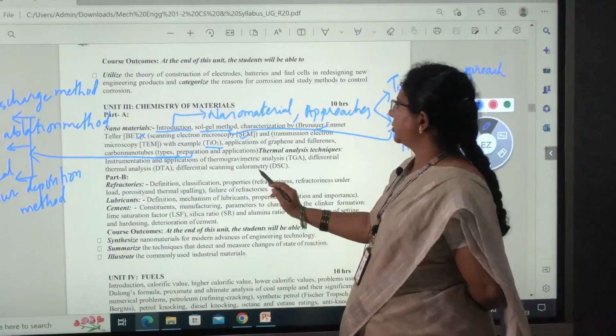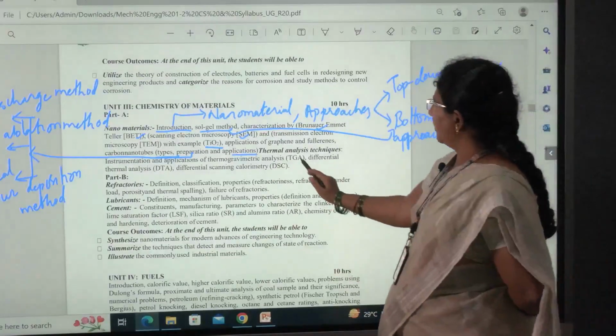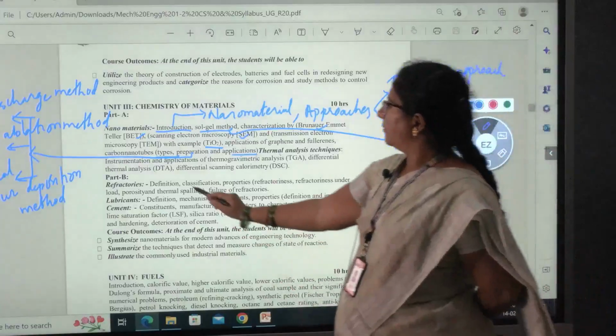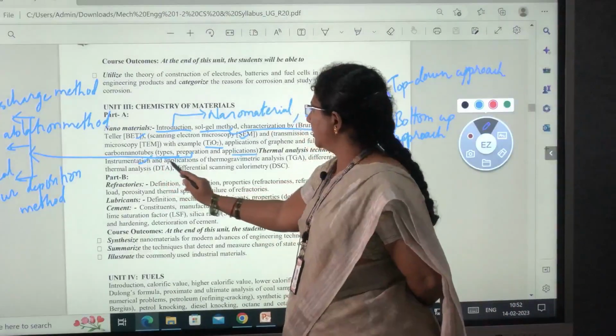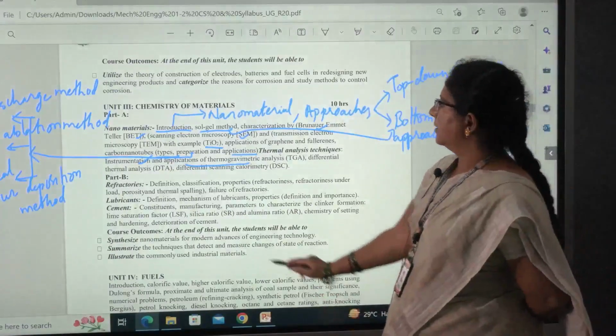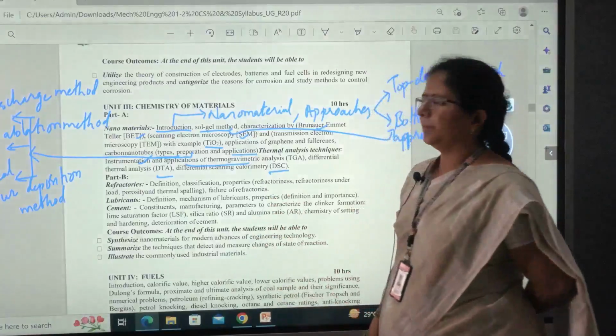Next one is applications of carbon nanotubes. And the second topic here is thermal analysis techniques. So here we have to discuss about the instrumentation and applications of thermogravimetric analysis, differential thermal analysis, and differential scanning calorimetry.